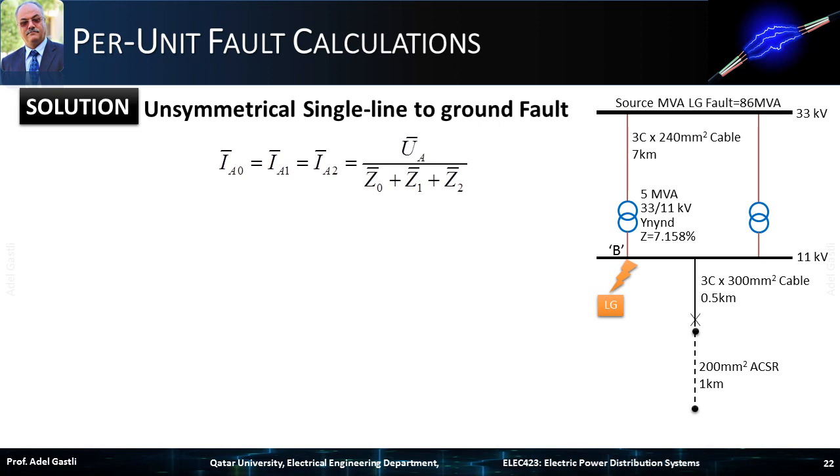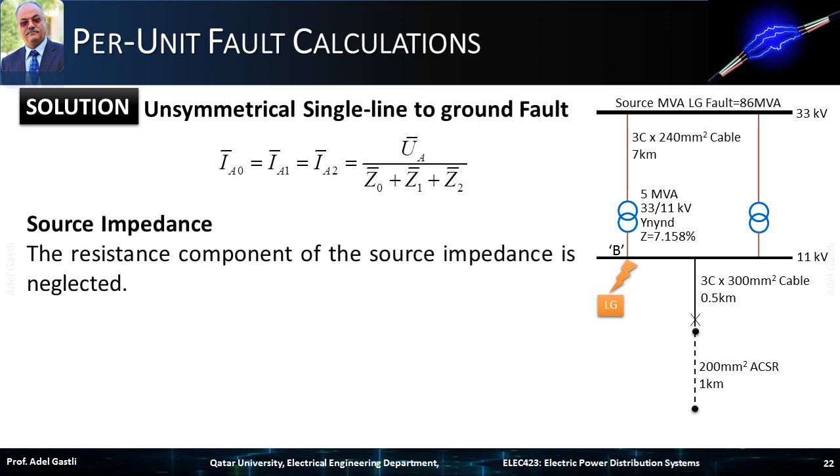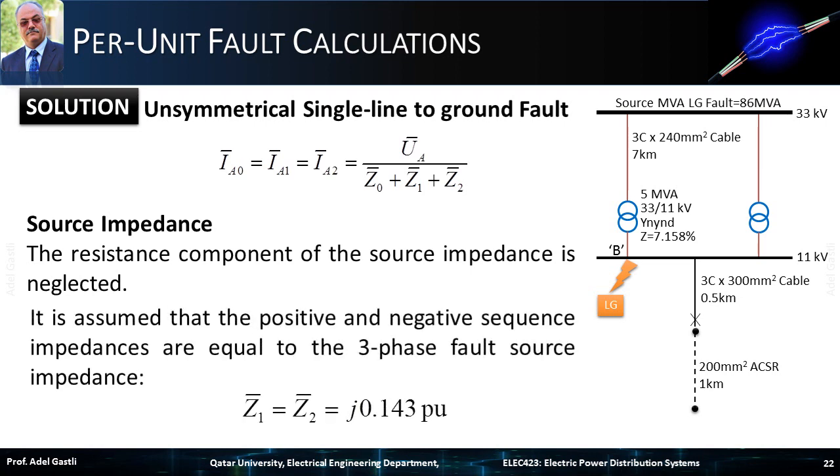So to find the total fault current, we need to calculate first the total fault impedance, which is a function of the sequence impedances of each component of the network. We start with the source impedance, and we consider that the resistive component of the source impedance is negligible. It is also generally assumed that the positive and negative sequence impedances are equal to the three-phase fault source impedance.